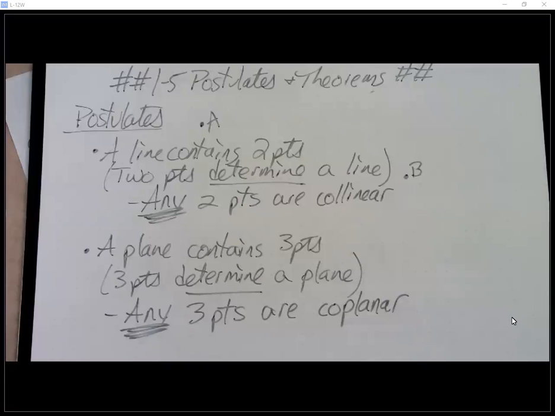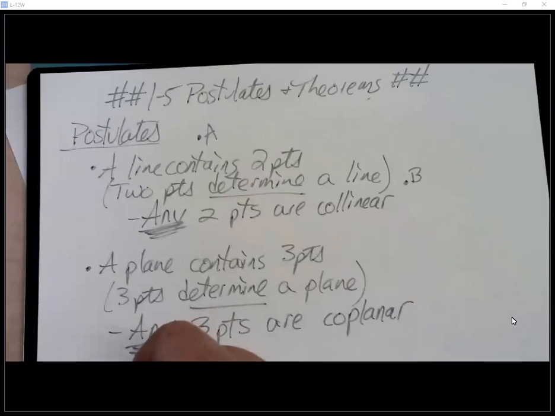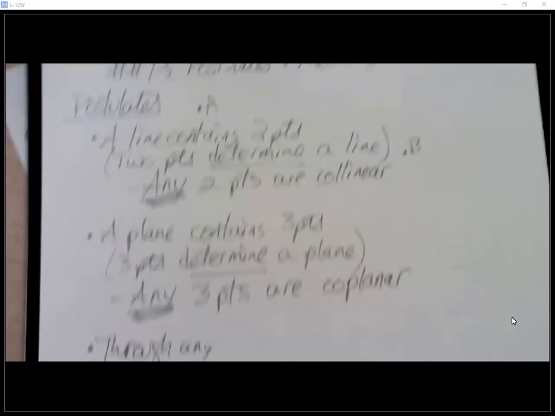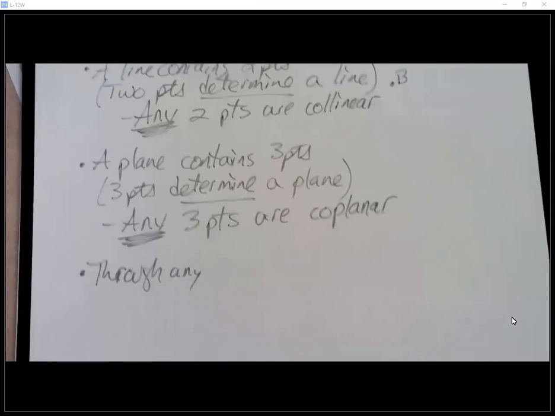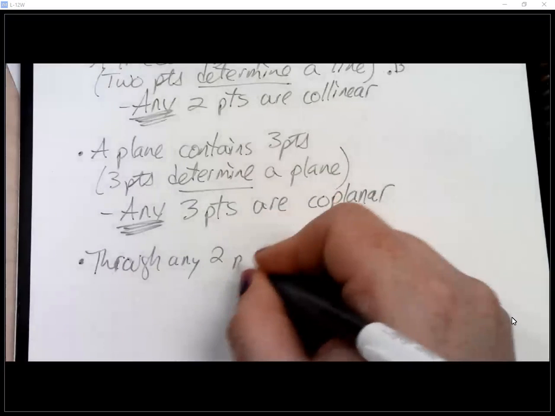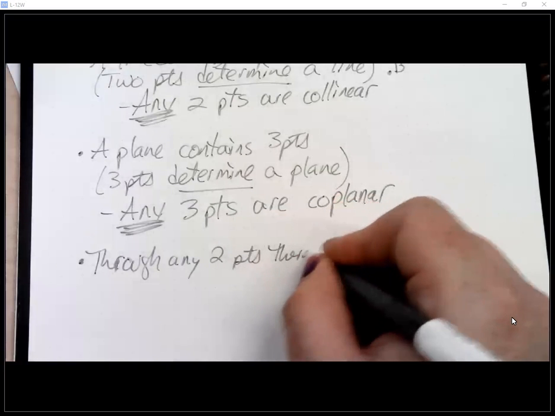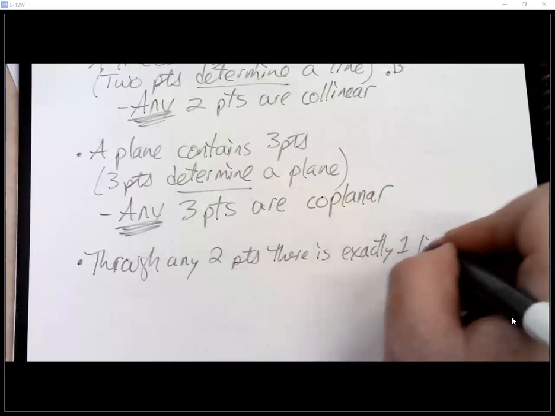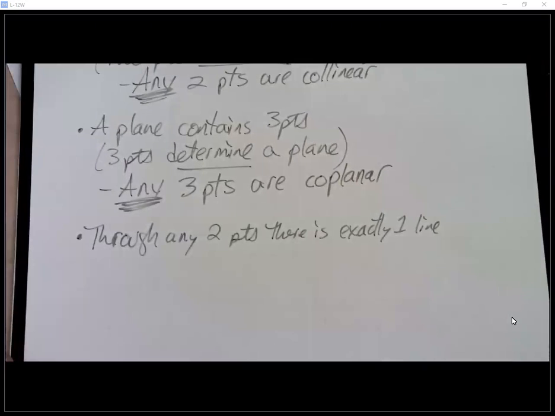Okay, so we are also going to add to this: through any 2 points, oops, through any 2 points, there is exactly 1 line. So if you take any 2 random points, A and B, and you connect them with a line, there's only 1 line that you can draw between them.